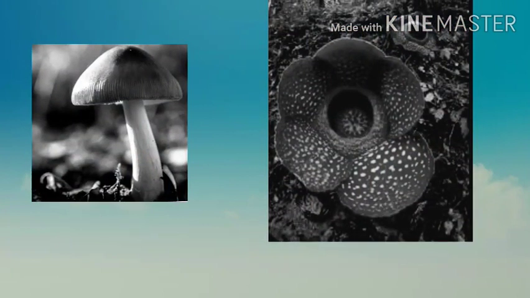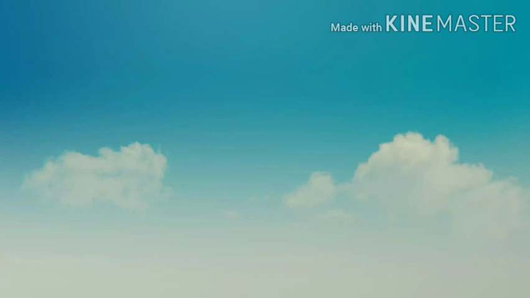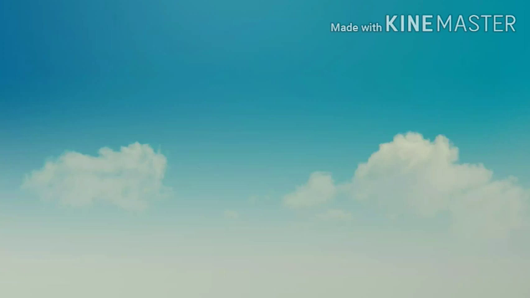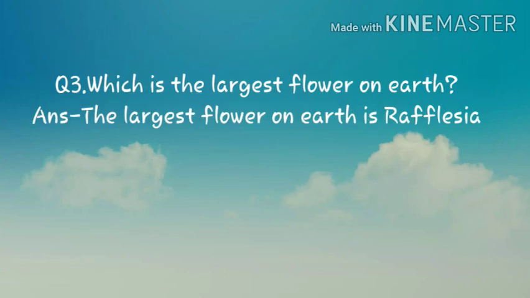Okay, students, now let us do some question answer. Question 1. What do you understand by fixed plants? Give examples. Plants that have their roots fixed to the bottom of a water body such as a pond are called fixed plants. Examples: lotus, water lily. Next, what do you mean by insectivorous plants? Give examples. Plants that eat insects are called insectivorous plants. Examples: flytrap, pitcher plant. Next, which is the largest flower on earth? The largest flower on earth is Rafflesia.